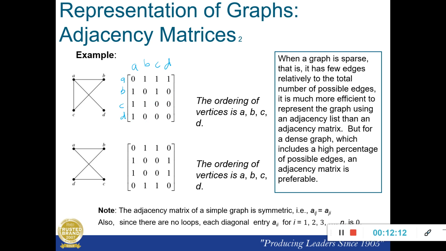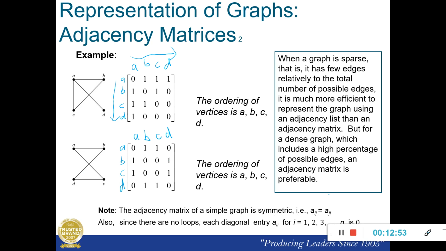Okay, so the ordering of vertices is A, B, C, and D for both rows and columns. And on the second graph, with ordering A, B, D, and C, you have here A, B, C, and D again. From A to A, there's no loop, so 0. A to B is 1, A to C is 1, A to D, there's no edge, so you put 0, and so on.